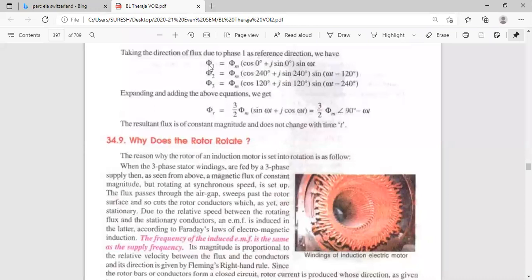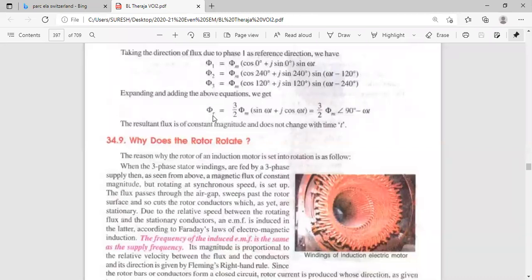If you take the resultant of these three fluxes, phi 1, phi 2, phi 3, we get phi r. Phi r is equal to 3 by 2 phi m. In exam they'll ask for 2 marks: what is the resultant flux developed in the stator of a three-phase induction motor? You have to write phi r is equal to 3 by 2 phi m. No need to write sin omega t plus j cos omega t. Write only phi r is equal to 3 by 2 phi m. Also write: the resultant flux is of constant magnitude and does not change with time. Write down the question for 2 marks.